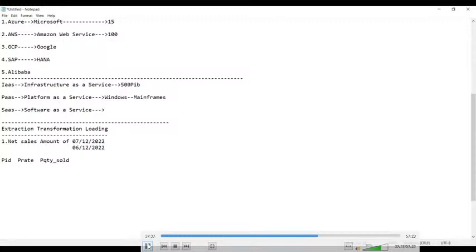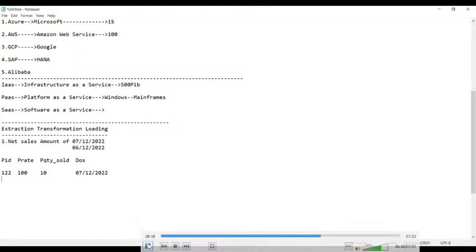Product ID, product rate, product quantity sold, and then the date of sales. DOS stands for date of sales. Let us see what you have. Product ID is something like 122, product rate is 100 rupees, product quantity sold is 10, and the date of sale is 07 12 2022. This is the first line.